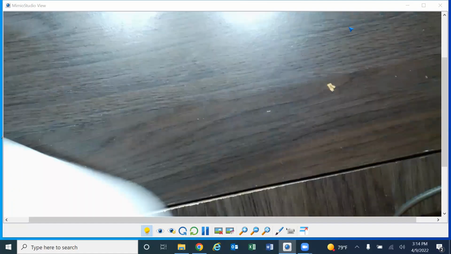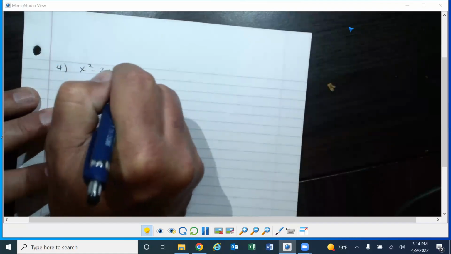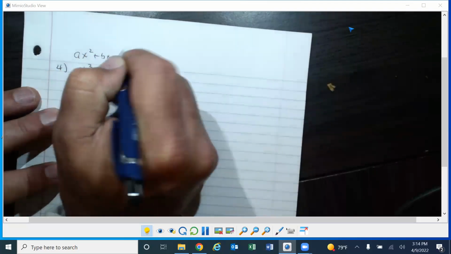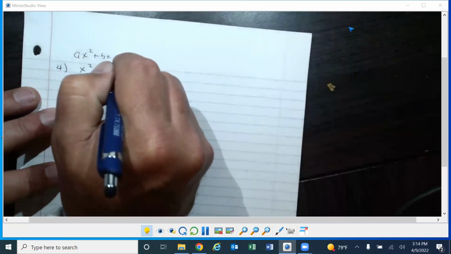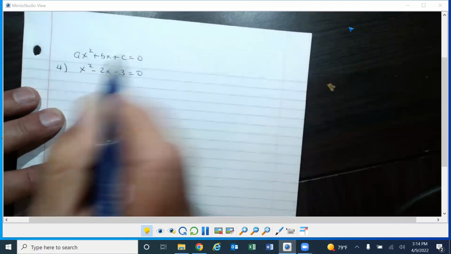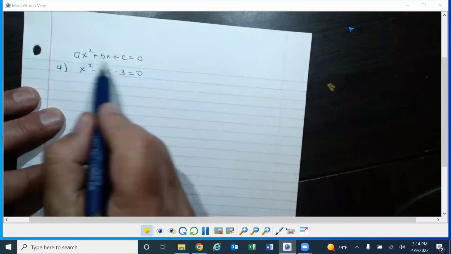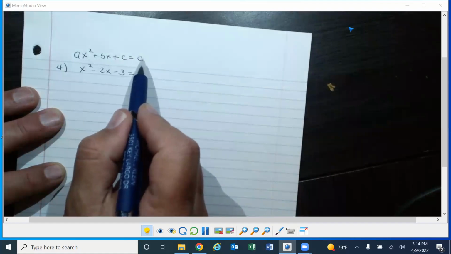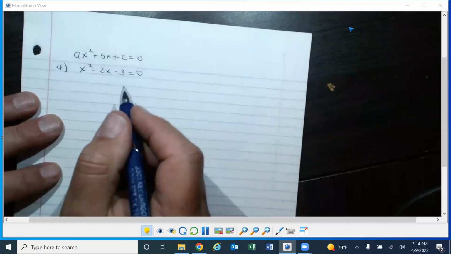Trying to make a little bit more room. Hopefully this will work. Okay, so number 4. It's x squared minus 2x minus 3 equals 0. Remember, we want the quadratic function in standard form. So if you look, everything's on one side of the equal sign, and there's either 0 or a y on the other. If there's not, we got to move stuff, and I've got some examples for this.